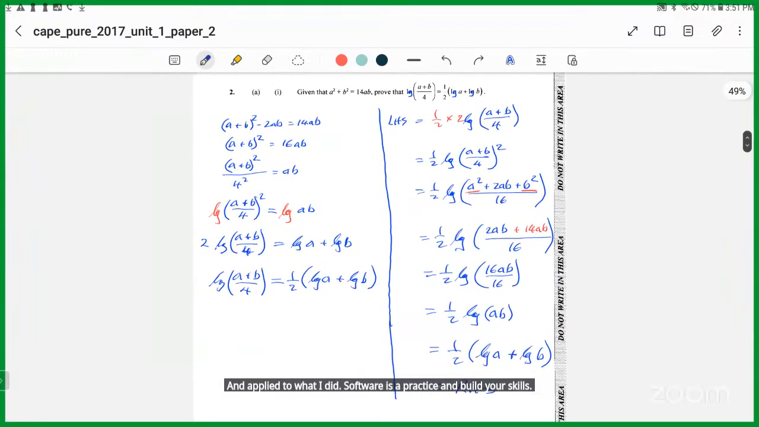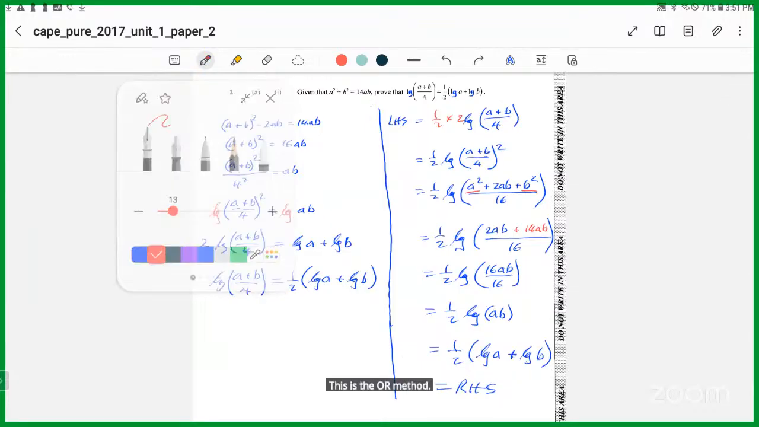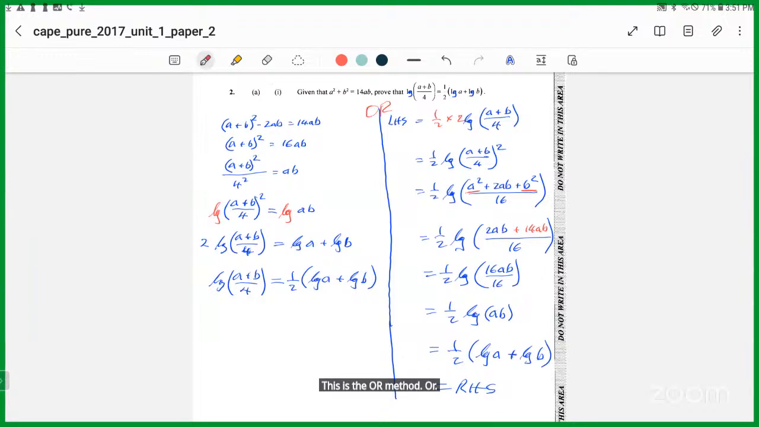Very good. So it's an OR method over here. The 2 ways. Whichever way you prefer. Anyway you do it, they have to give away your marks. Anyway you decide to go. But okay.